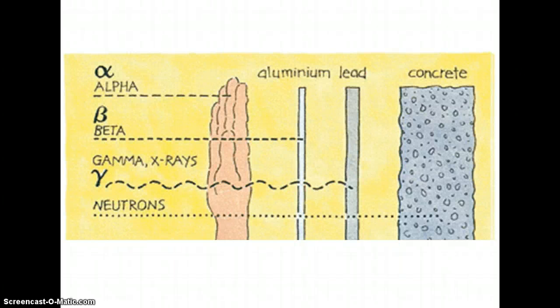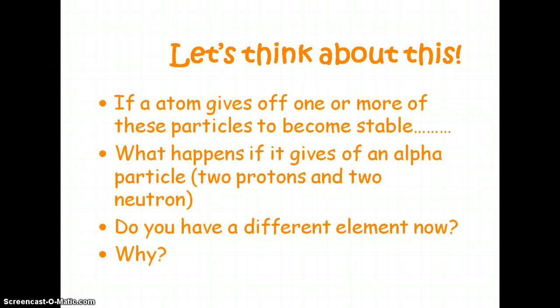Here's a schematic that's showing that alpha can be shielded by your hand, beta must be stopped by some sort of metal, for gamma rays you're going to need either lead or concrete, and then neutrons, which we didn't really talk about being ejected, you can see they can go much further.